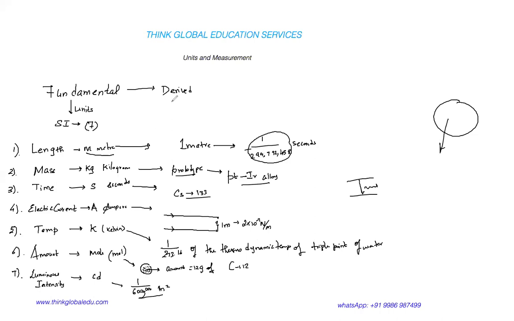All the other units, which are called derived units, are derived using the fundamental units. For example, we can take force. Force is defined as mass times acceleration, and the unit of mass is kilogram and the unit of acceleration is meter per second square. So the unit of force is kilogram meter per second square, or we can also write it as Newton. And now we can write a unit of speed. Speed is distance by time, which is meter per second. And we can derive various other units as well.